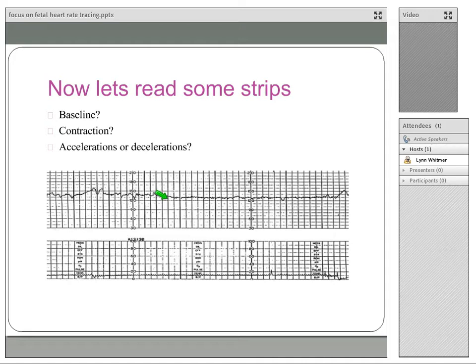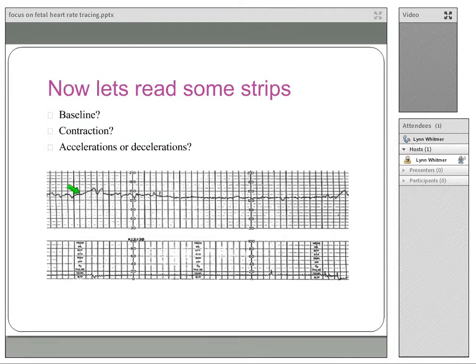Do we see accelerations? That's our third piece of information. And yes, we do. Right here's a great example of an acceleration. And at the end of this strip, we see a great example of an acceleration. So that's excellent. Do we see decelerations? No, we do not. And people will point this out to me here. And they point this out, or maybe this.